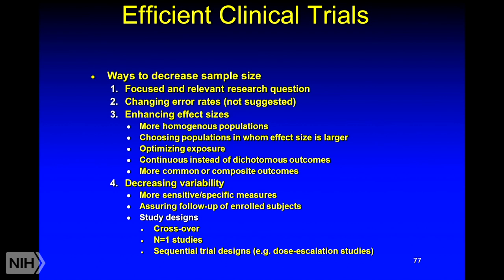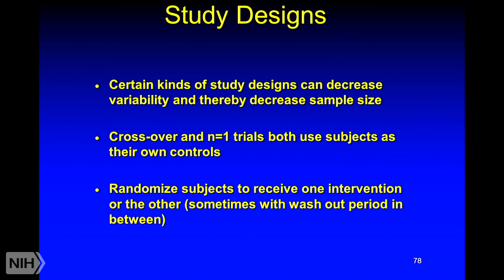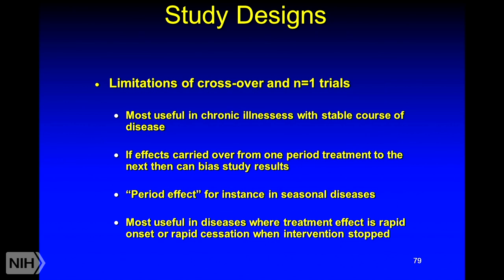And finally, there are some particular types of study designs like crossover studies, N=1 studies, and what's called sequential trial designs, where what you're doing essentially is using the patient as their own control. In other words, they would get intervention A, then have a washout period, and they would get intervention B. And you compare what happened to that same patient in period A to period B. Now, there are only certain places where these trial designs can actually be used. Usually, these are most useful in chronic illnesses with a stable course of disease.